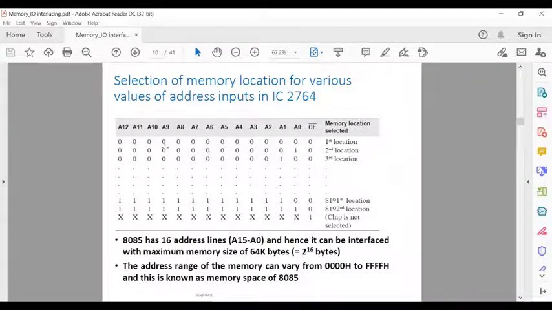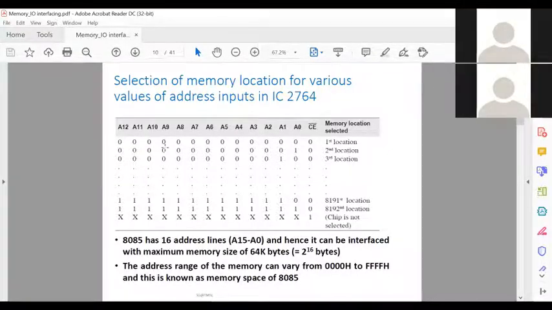Normally, the starting location is assigned to the ROM IC. You have to remember this. This is very important. This is done because after the 8085 is reset, it fetches and executes the instruction that is stored in the address 0000H.